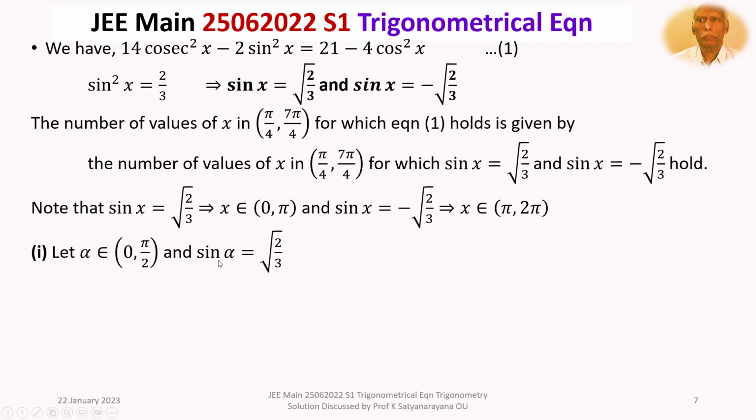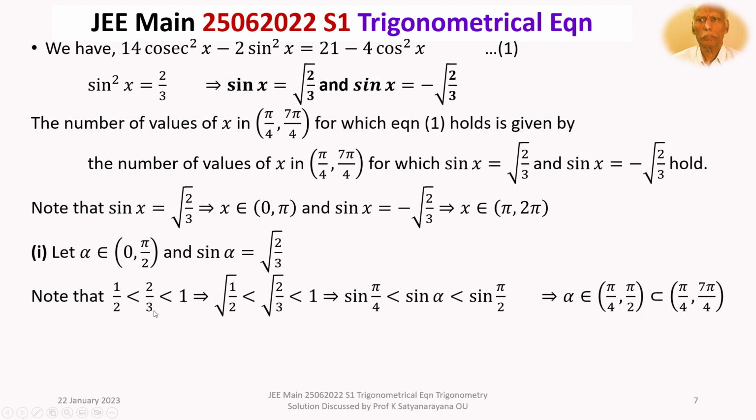Then sin alpha is equal to under the square root of 2 by 3. What is that alpha? So now what we see is 1 by 2 less than 2 by 3 less than 1. Yes. And taking the square root throughout, square root of 1 by 2 less than square root of 2 by 3 less than 1. And this is sin pi by 4 less than sin alpha less than sin pi by 2.